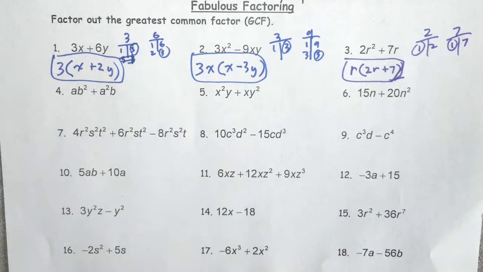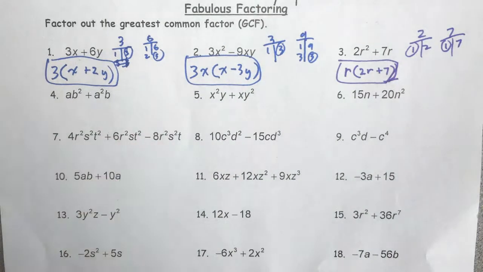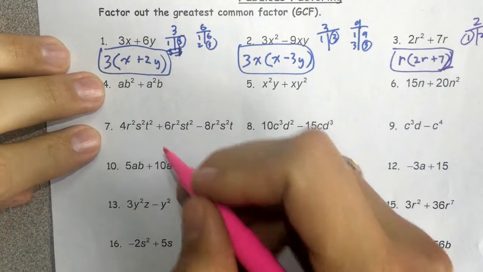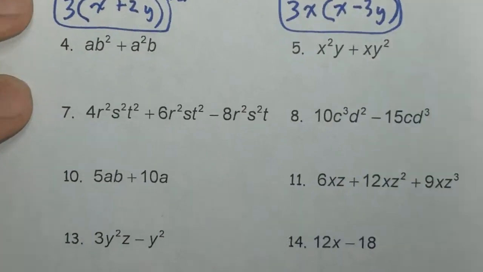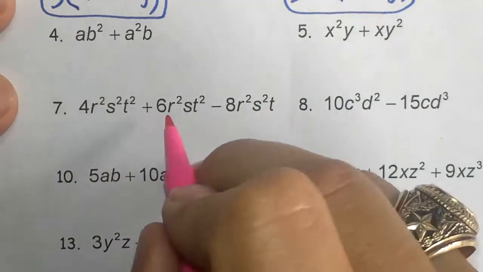I'm going to do one more. I'm going to do one of these longer ones down here that have multiple terms in there and multiple variables. I'm going to zoom in a little bit. Okay, we have 4, 6, and 8.